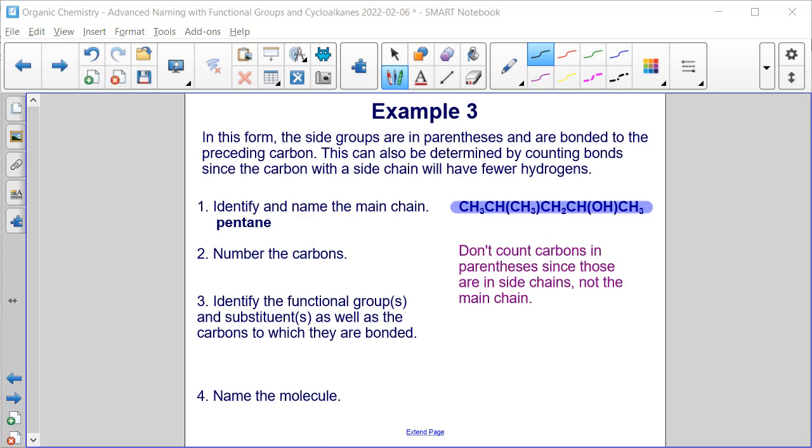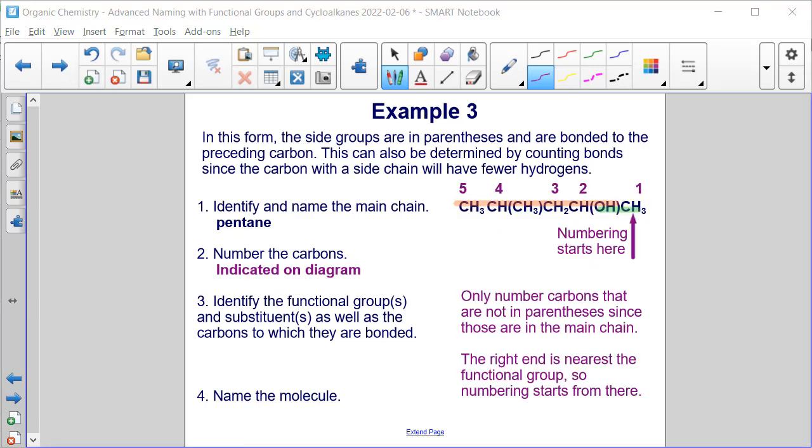Now we need to number the carbons, and since we have a functional group, OH, we're going to start our numbering closest to this end, which is on the right-hand side. So I'll number 1, 2, 3, 4, 5. Remember that we don't count the carbons in parentheses, since those are in side chains, not the main chain. Once we've identified that the OH group is closest to the right-hand end, we start our numbering from the right-hand end, as you see indicated on the diagram.